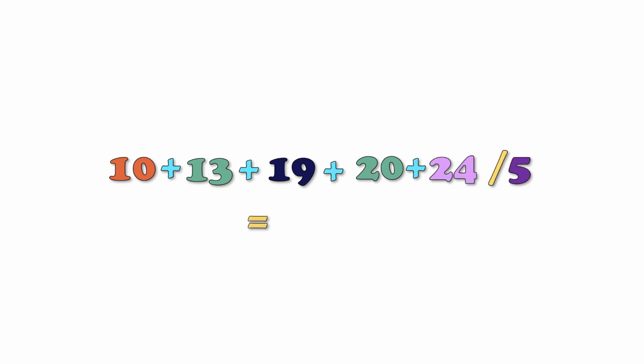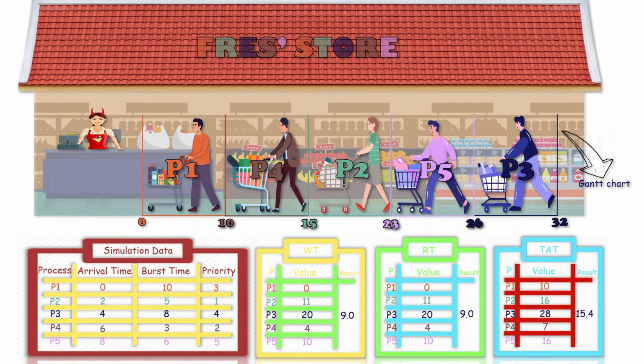Process 1 value is 10, plus process 2 value is 13, plus process 3 value is 19, plus process 4 value is 20, plus process 5 value is 24, divided by 5, and the result is 17.2. Put the result in the data, and it's finished.